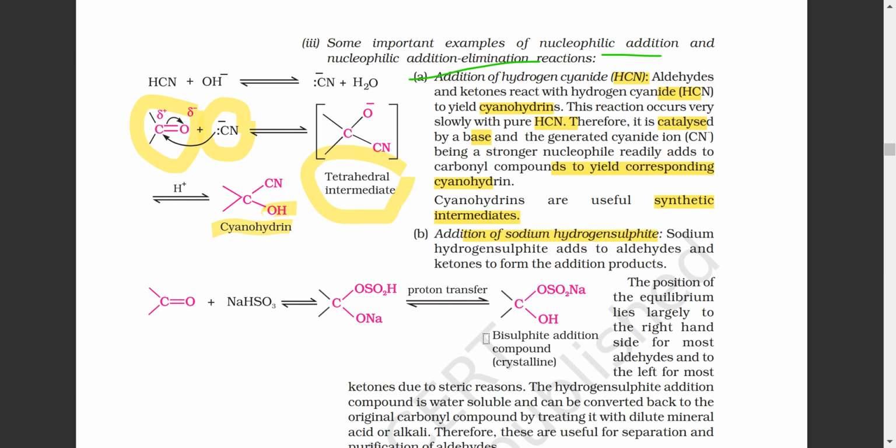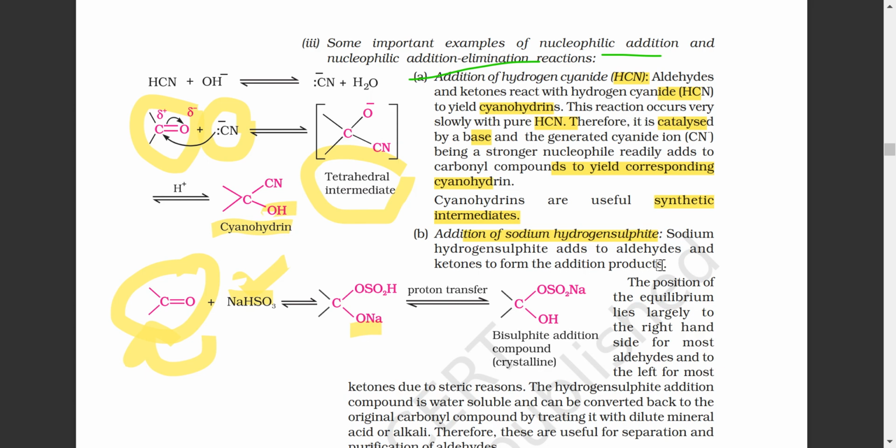Fine. Sodium hydrogen sulfide adds to the aldehydes and ketones to form the addition products. Very easy. Again, NaHSO3, this is sodium hydrogen sulfide. Okay, and this is your carbonyl group. Fine. This will be attached with the C positive. This is our nucleophile. Fine. This SO3H here will be the nucleophile. Fine. Na positive will be the electrophile. And the electrophile will attach with the O negative, and the HSO3 will be the negative part. Fine.